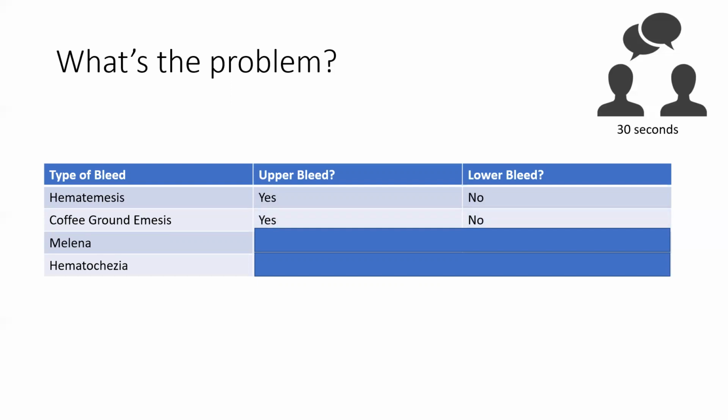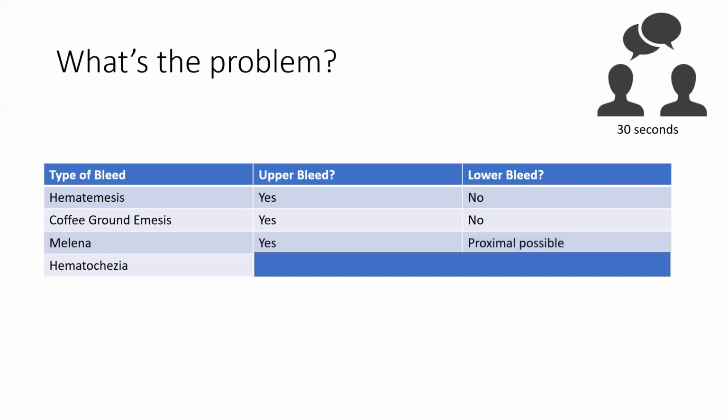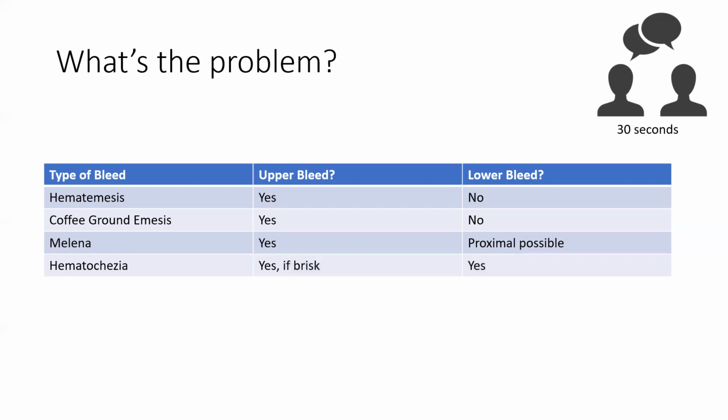Melena, so dark black stool, upper or lower? I'm seeing upper, I'm seeing both. You guys are right. So if it's a very proximal lower GI bleed, then the blood can be digested before it comes out. Typically common with an upper GI bleed. And what about hematochezia? So bright red blood coming out of their rectum. So I'm hearing lower or either. What kind? Brisk upper. Sorry, I revealed before you guys said it. But yeah, so usually a lower GI bleed, but then if they're having a brisk upper GI bleed, it could also just come out bright red. Questions on this?